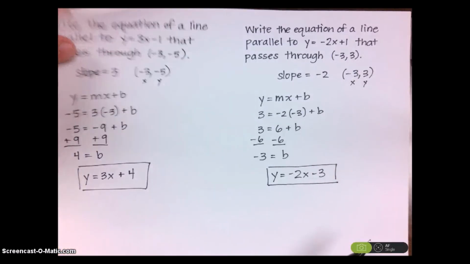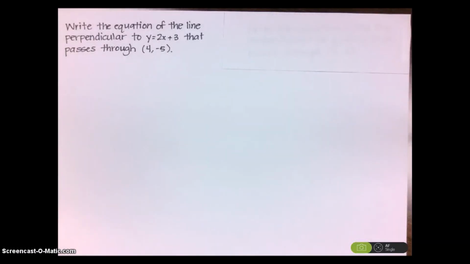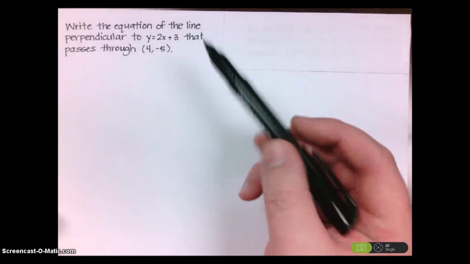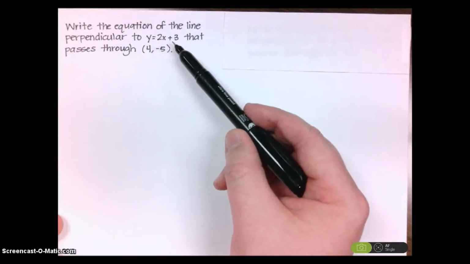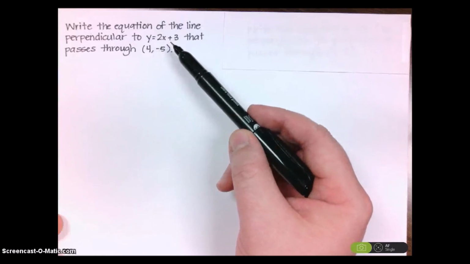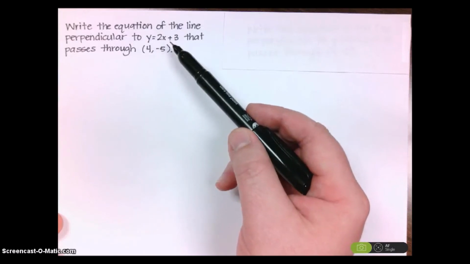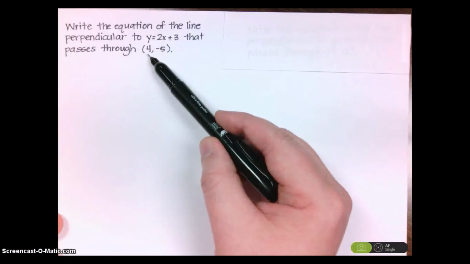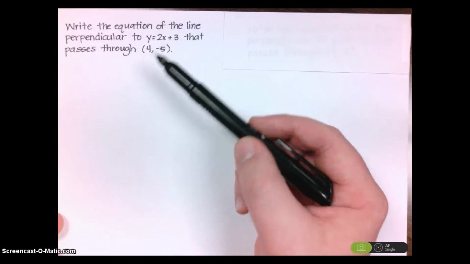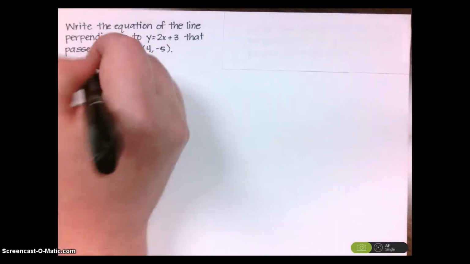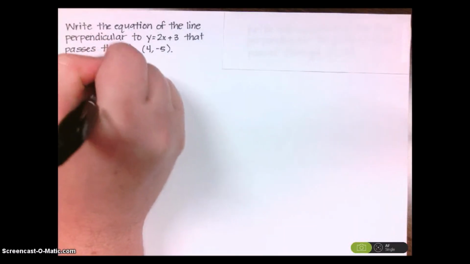So why don't we practice this, but writing equations that are perpendicular to one another. So this time I'm given the equation y equals 2x plus 3. This is the equation of a line, and I'm trying to find a line that's perpendicular to that and passes through the point (4, -5).